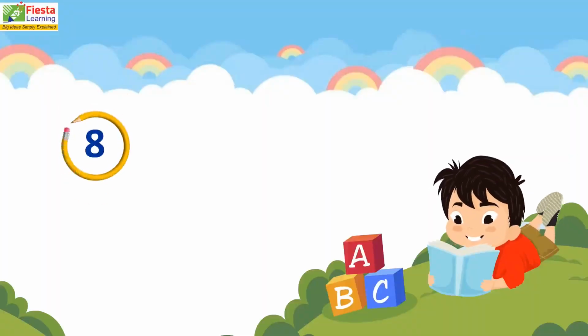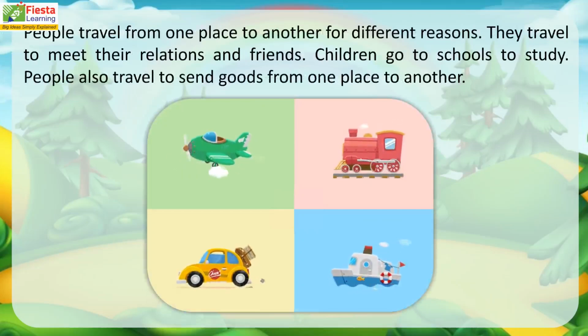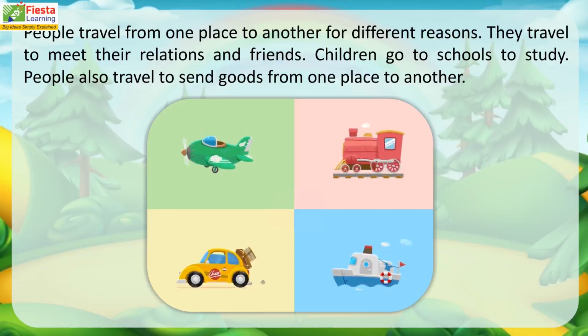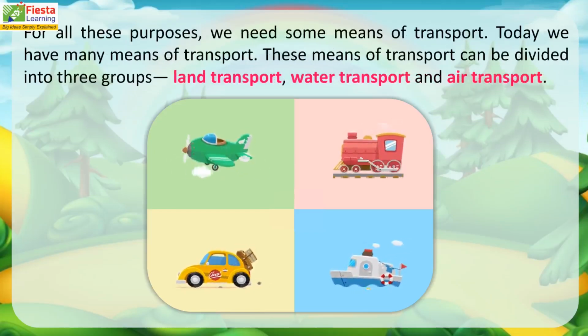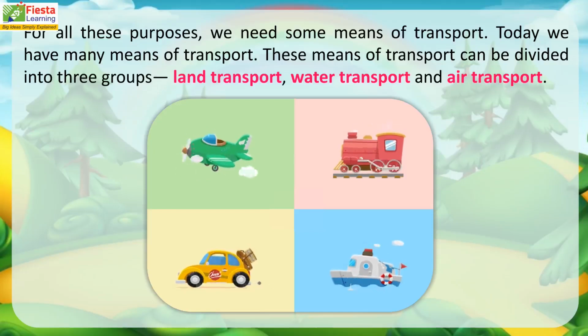Chapter 8. Travel time. People travel from one place to another for different reasons. They travel to meet their relations and friends. Children go to school to study. People also travel to send goods from one place to another. For all these purposes, we need some means of transport. Today we have many means of transport. These means of transport can be divided into three groups: land transport, water transport, and air transport.